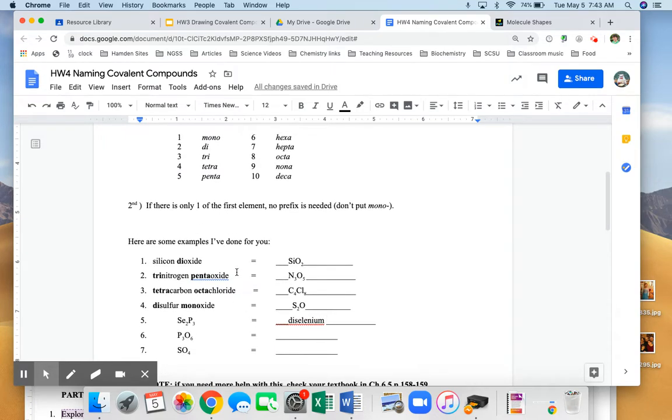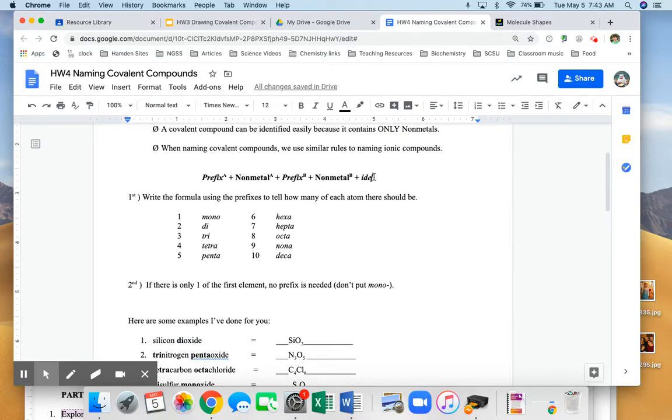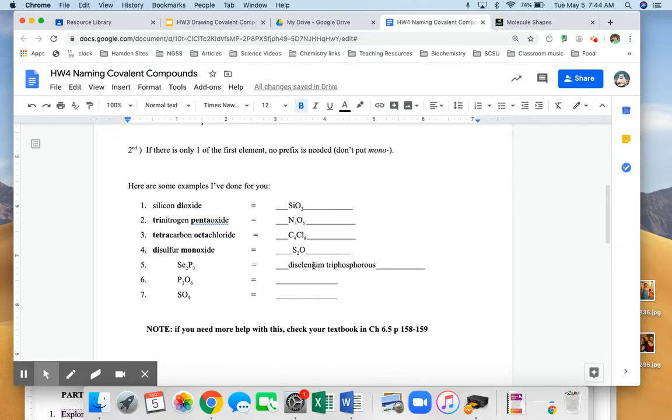So 3, the prefix is tri. So diselenium, triphosphorus. Phosphorus. But remember, the second position has to be changed into an IDE, right? The second position gets that IDE. So diselenium stays the same. Triphosphorus becomes phosphide, just like in the last unit.